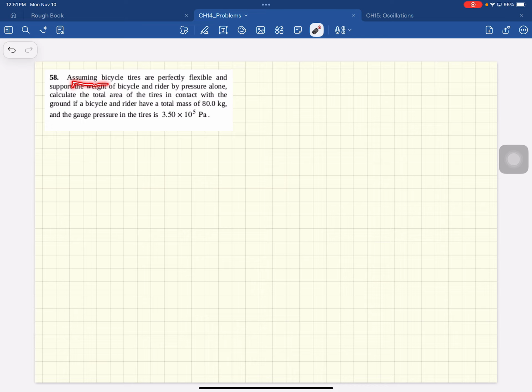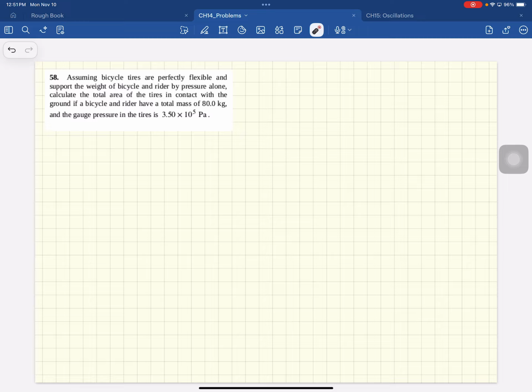Okay, this problem says, assuming bicycle tires are perfectly flexible and support the weight of a bicycle and rider by pressure alone, calculate the total area of the tires in contact with the ground if a bicycle and the rider have a total mass of 80 kgs. And a gauge pressure in the tire is 3.5 times 10 to the 5 pascals. What is 10 to the 5 pascals? 1 atmosphere, very good. So the gauge pressure is 3.5 atmospheres. So the actual pressure is 4.5 atmospheres, okay?